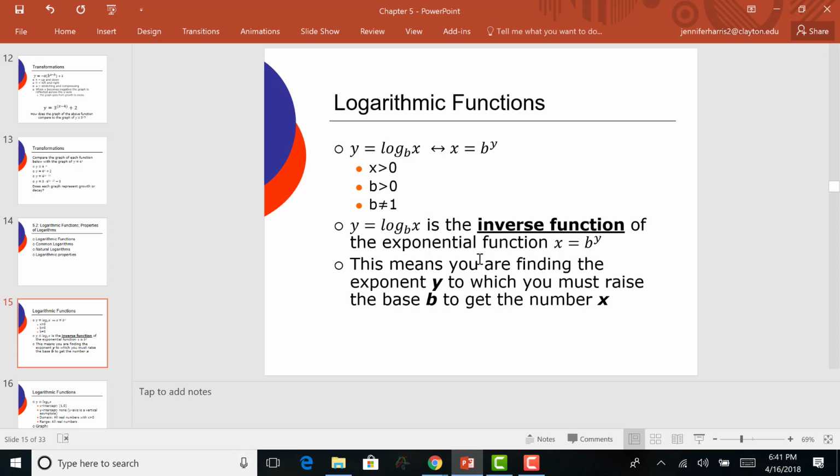All right, how do you read this? So y equals 3 to the x power. The inverse is y equals log base 3 of x. That's how you read that. Y equals log base 3 of x. That's how that's supposed to be read. You've just found the inverse of y equals 3 to the x power.